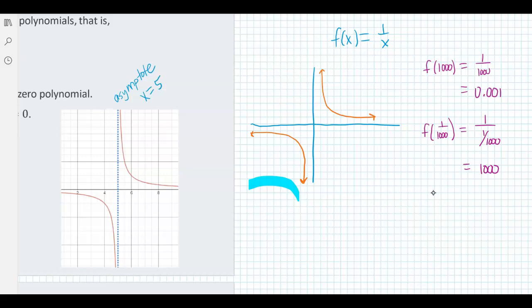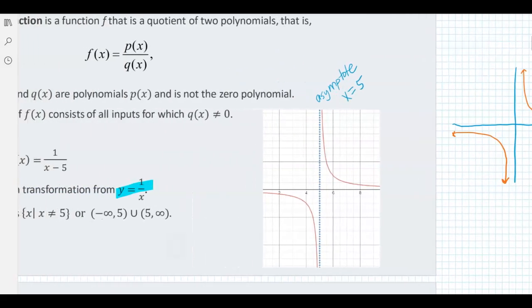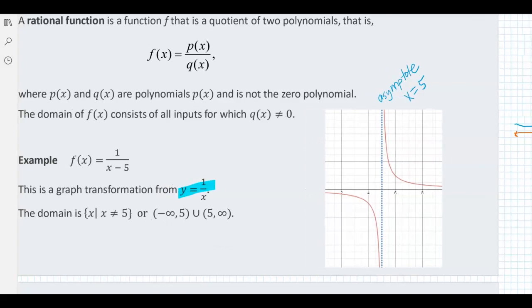So we can think about this original graph that we were talking about as a graph transformation from 1 over x. What we've done is we've plugged x minus 5 into the original. If I think about this as the original graph, this other one would be f of x minus 5. And so we have a shift to the right by 5 units, right? And that's kind of reflected in the graph that we're seeing.